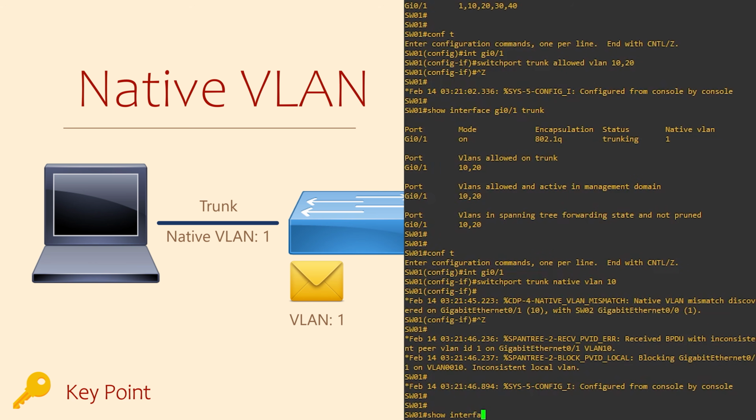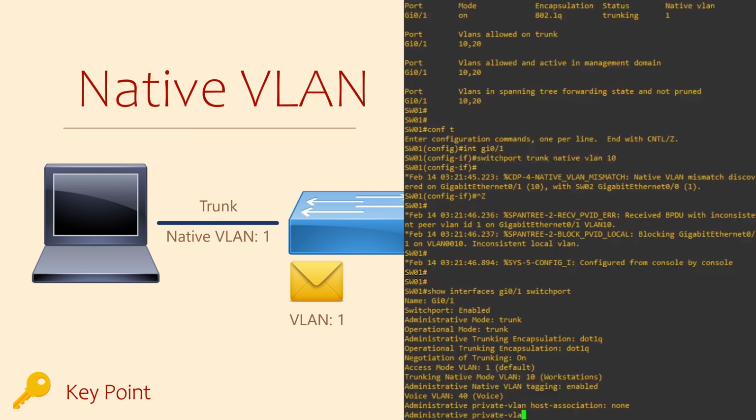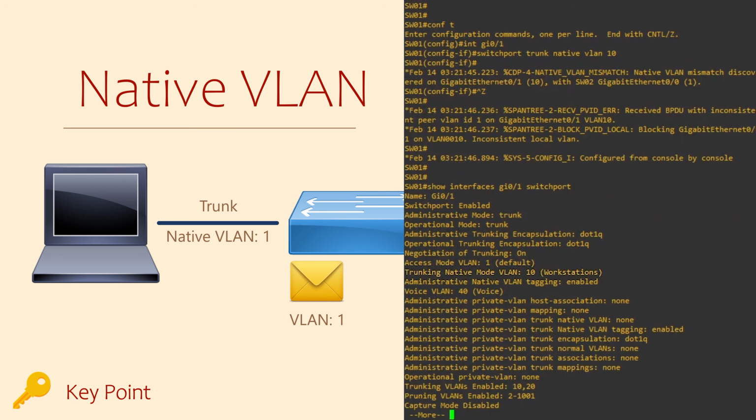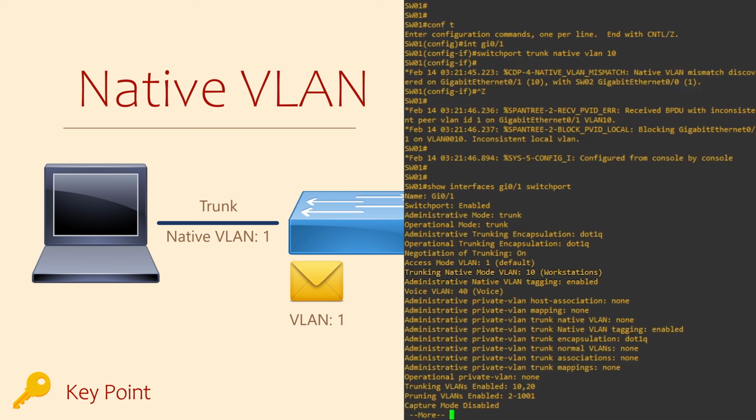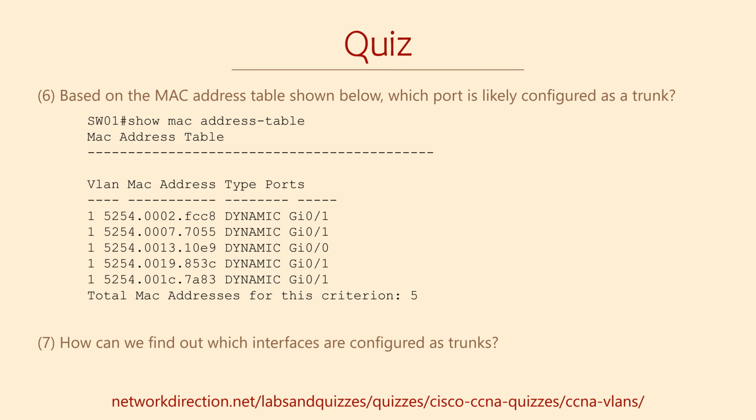If you need to verify the native VLAN on an interface, use the show interfaces switchport command. When we do this, we can see that the trunking native mode VLAN is set to 10. You can probably work out how to tell if an interface is a trunk by using the MAC table alone. Can you see how it's done?